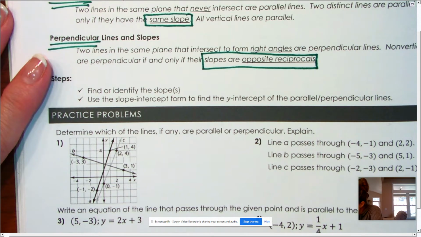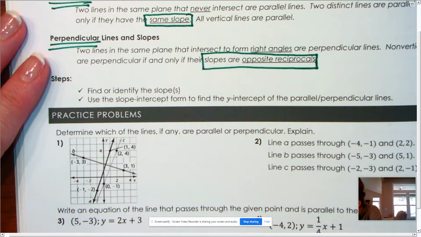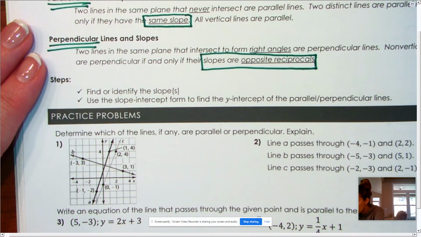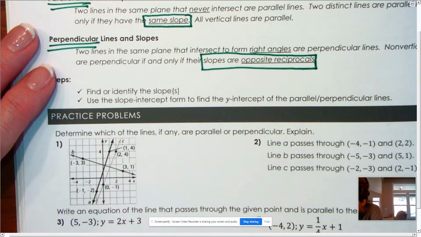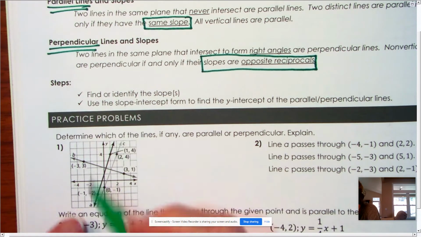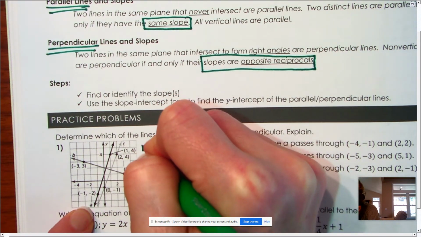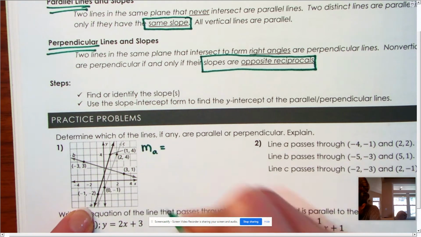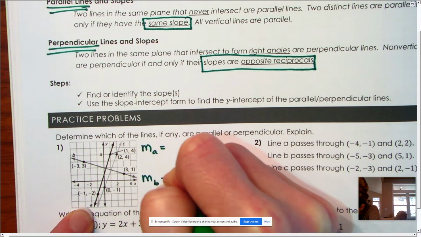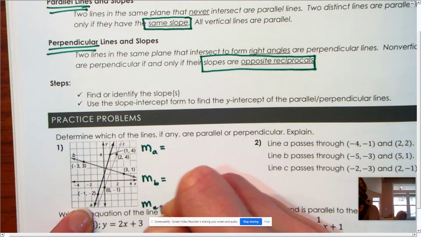So this one says determine which of the lines, if any, are parallel or perpendicular and explain. So I'm going to find the slope of each one. So you can kind of see here, this one has a little a by it. So I'm going to find the slope of line A. I'm going to find the slope of line B. And I'm going to find the slope of line C.